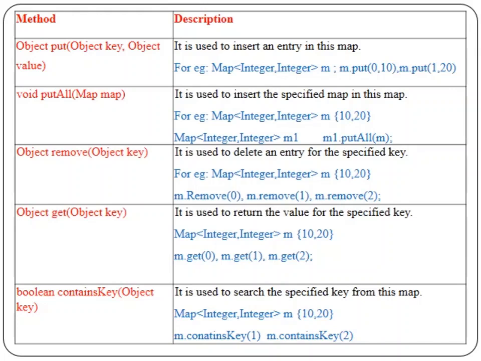Next method is putAll. The putAll is a method which is going to add the elements from one map interface object to another map interface object. The putAll method performs the same operation as the addAll method. So the putAll method is used to insert the specified map into the invoking map object.